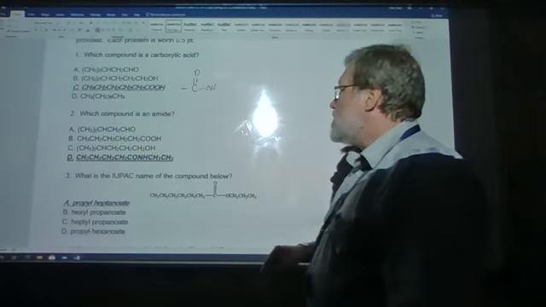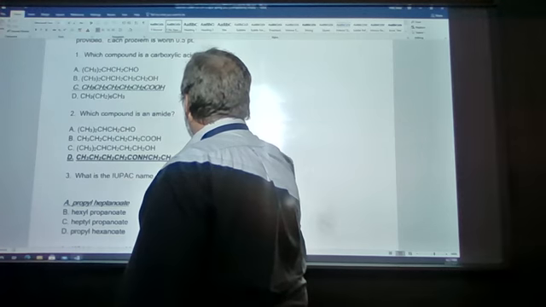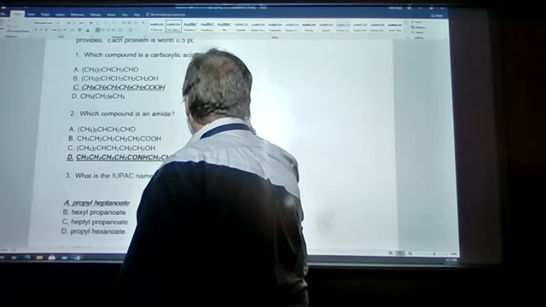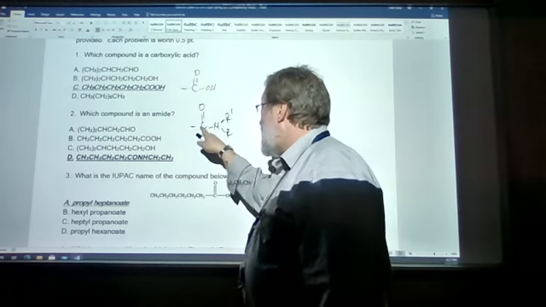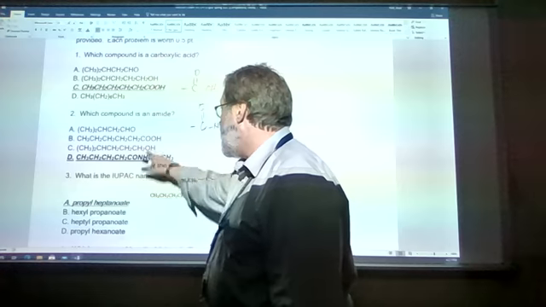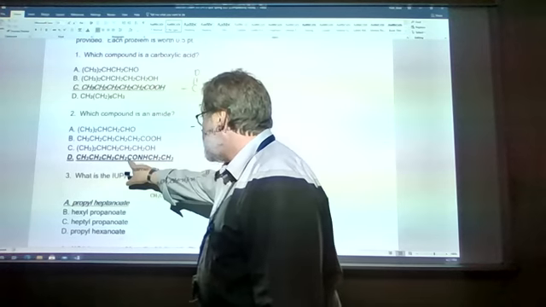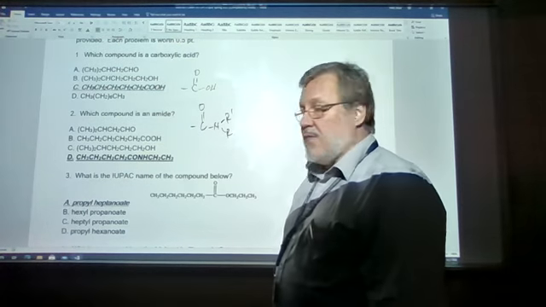Number two, which one is an amide? An amide is a C double bond O, N containing group. Do we have a C double bond O, N here? No. Here, no. Here, no. Here, C double bond O, N. So answer D is the amide.